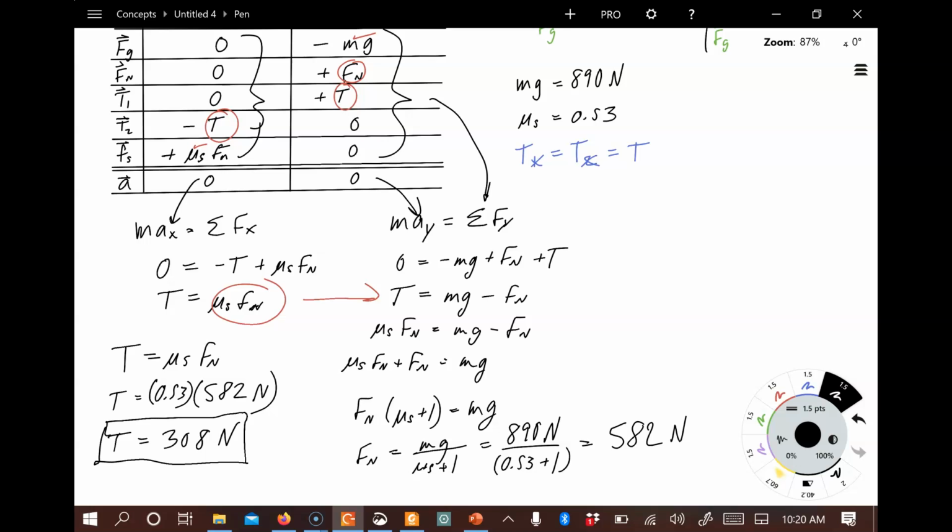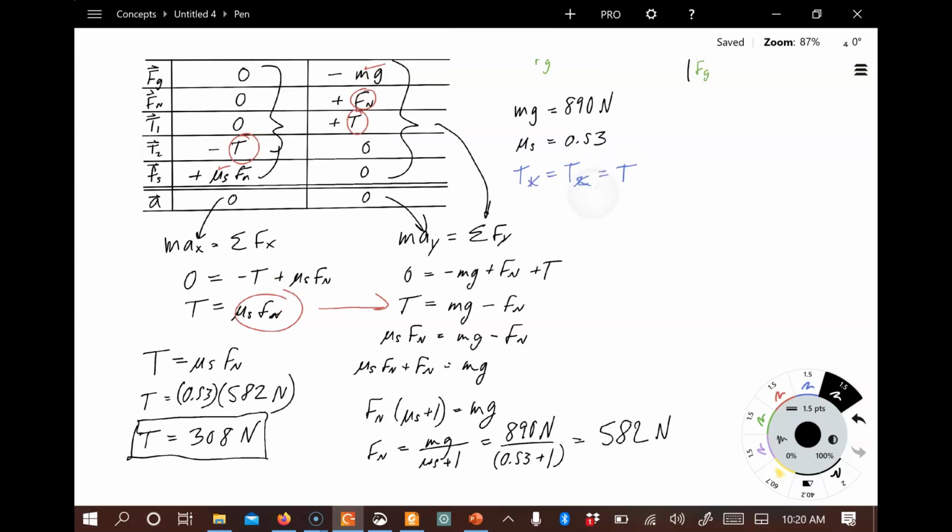Now if he pulls just a little bit harder, that's going to cause the tension to increase, right? Because his pull strength on the rope is equal and opposite to the tension in the rope by Newton's third law. If that happens just a little bit stronger than 308 newtons, he's going to cause the static friction to break free and he'll slip.